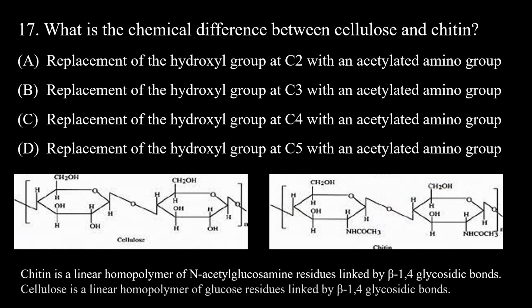Question number 17 is, what is the chemical difference between cellulose and chitin? A. Replacement of the hydroxyl group at carbon 2 with an acetylated amino group. B. There is a replacement of the hydroxyl group at carbon 3 with an acetylated amino group. C. Replacement of the hydroxyl group at carbon 4 with an acetylated amino group. D. Replacement of hydroxyl group at carbon 5 with an acetylated amino group.